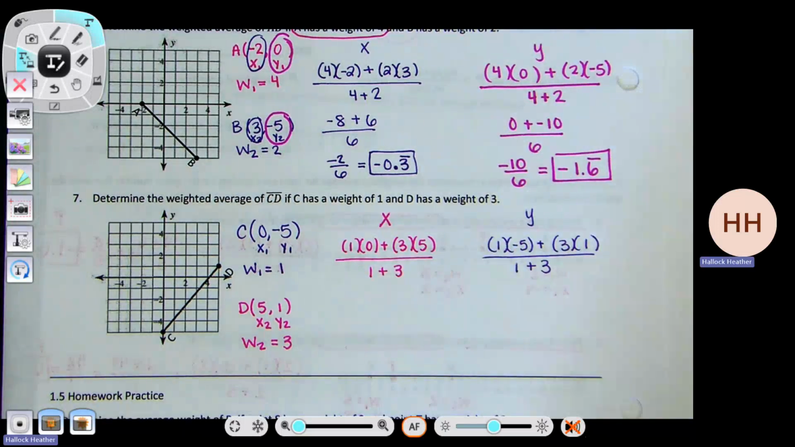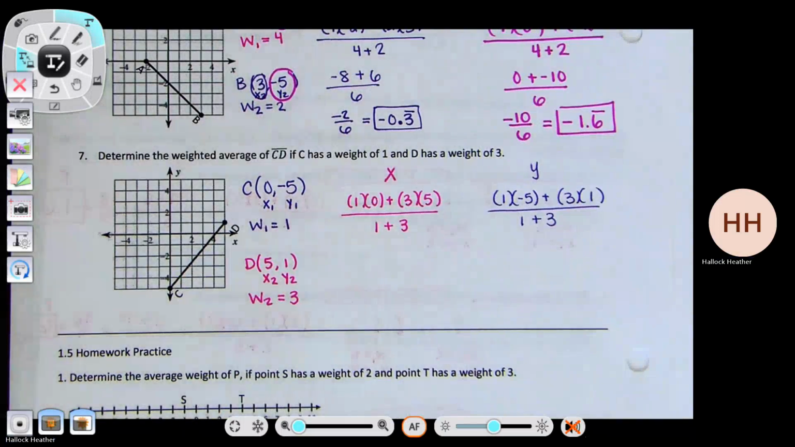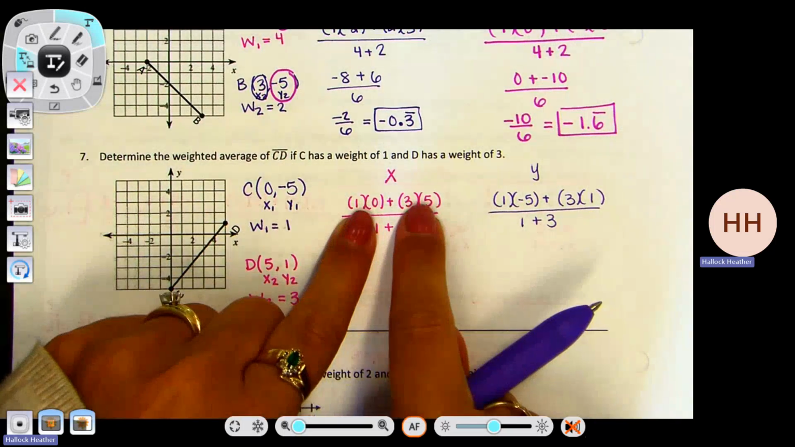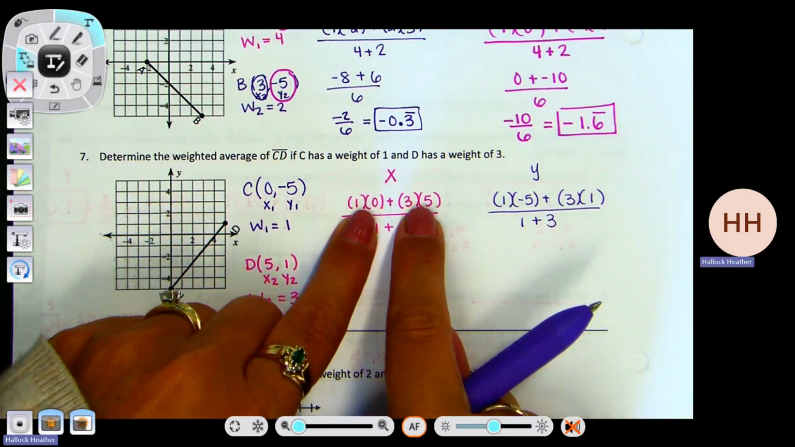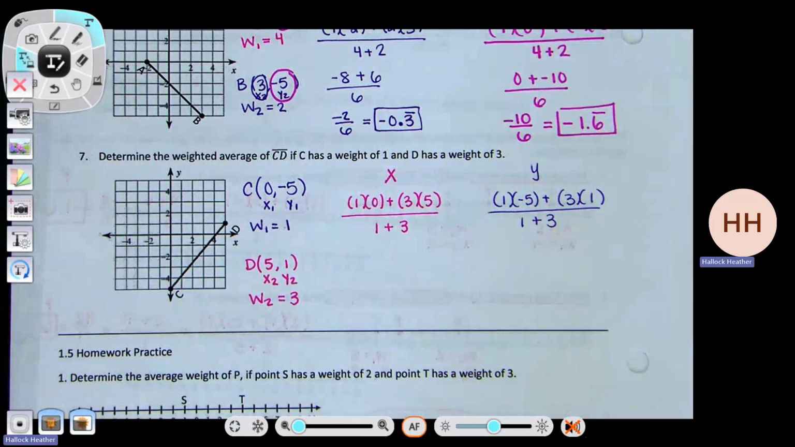So if you want to see if you plugged it in correctly, I didn't do the whole thing, but you can check where you're at. See if maybe you plugged it into X correctly. Remember, technically those first two things could be swapped. So if you have this over here and this over here, it doesn't matter because you're going to add them together anyways. But 3 should be multiplying with 5. 1 should be multiplying with 0 for your X's because you're only using your X's.